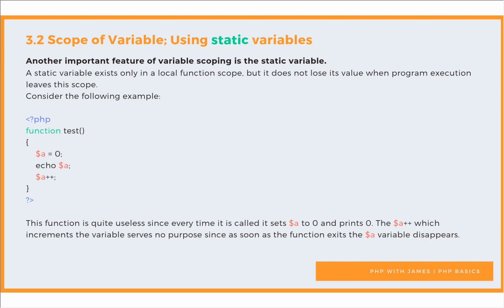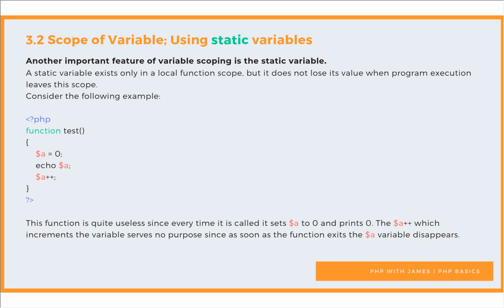So moving on, we have scope of variable using static variables. Another important feature of variable scoping is the static variable. A static variable exists only in local function scope, but it doesn't lose its value when program execution leaves this scope. Consider the following example.